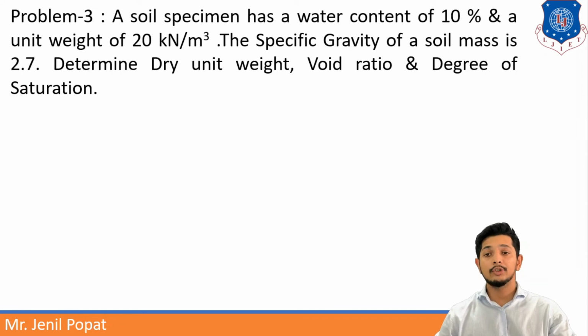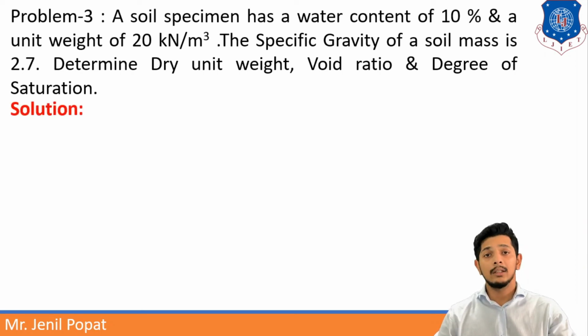Problem 3. A soil specimen has a water content of 10%. Small w is given as 10%, and a unit weight of 20 kilonewton per meter cube is given. So unit weight is 20 kilonewton per meter cube. The specific gravity of the soil mass is 2.7, so capital G is given as 2.7. Determine dry unit weight, void ratio and degree of saturation.